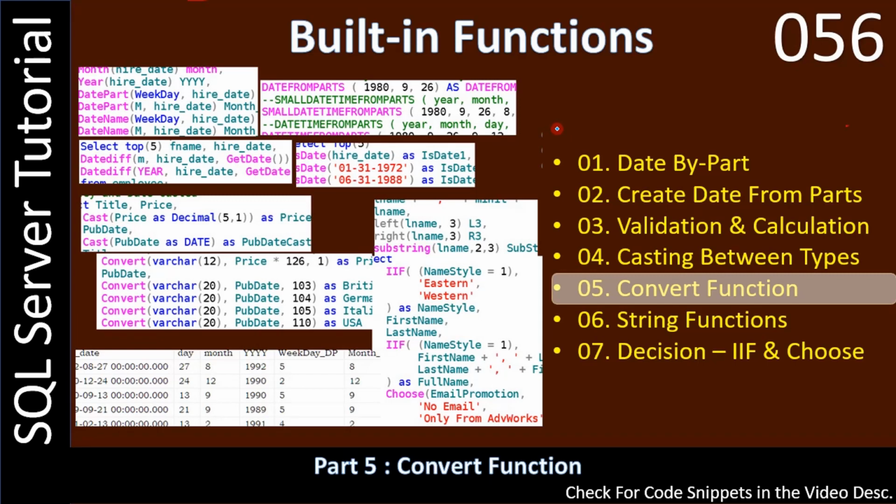Now we are at the fifth part of the subseries on built-in functions. In the last video, we learned about casting between types. Now we will see how to use the convert function to perform the same kind of casting.